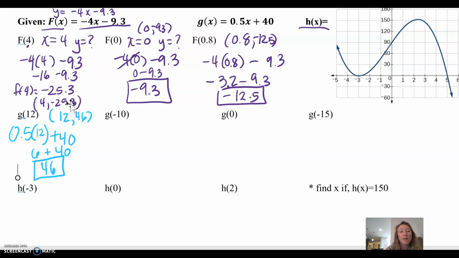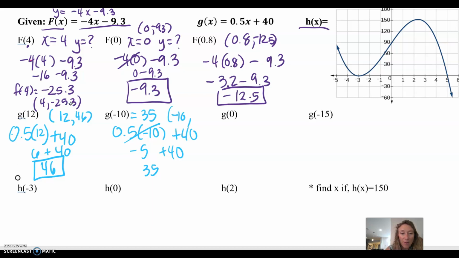Cool, let's try g of negative 10. So it's 0.5 times negative 10 plus 40. Half of negative 10 is negative 5, plus 40. I get 35. Which really means the ordered pair, what? Negative 10 comma 35. Cool.